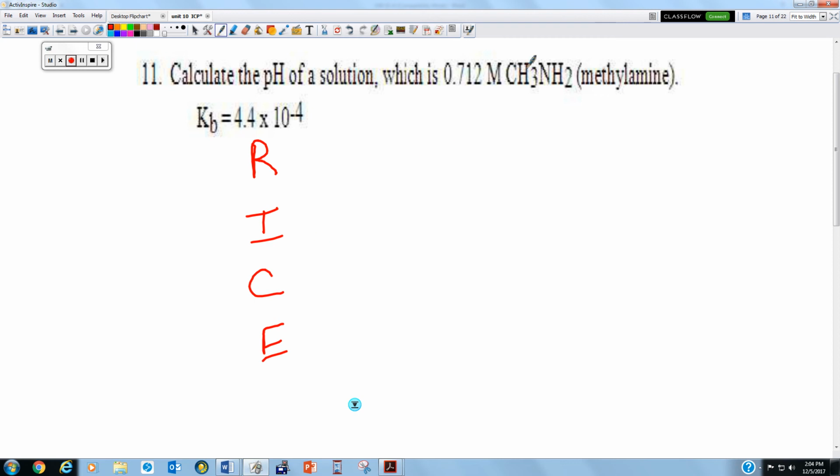So the first thing we need to check is the classification of this particular one. This nitrogen should key us off that this is a nitrogenous base. That's the other thing that tips us off that it's a base: the fact that they gave us a Kb instead of a Ka.